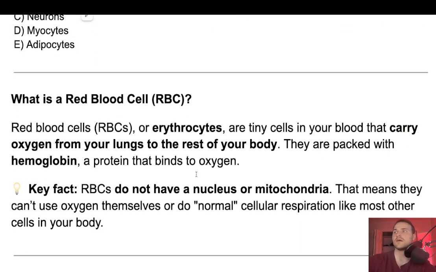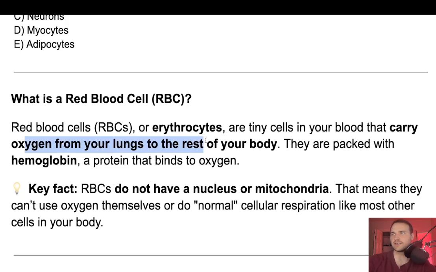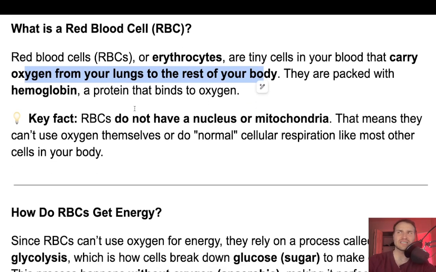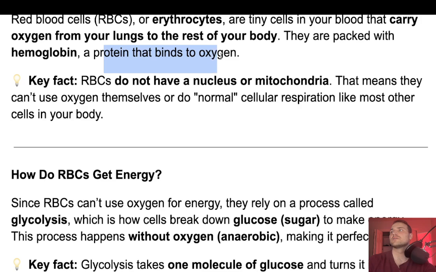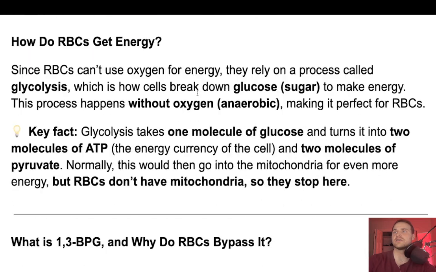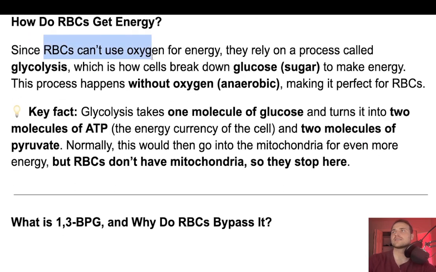So red blood cells, or erythrocytes, are tiny cells in your body that carry the oxygen from the lungs to the rest of your body. They're packed with hemoglobin, the protein that binds to oxygen, so we can carry the oxygen to the rest of your body. Red blood cells do not have a nucleus or mitochondria, so they can't use the oxygen themselves, they just deliver it. Okay, we get that. Red blood cells can't use oxygen for energy.